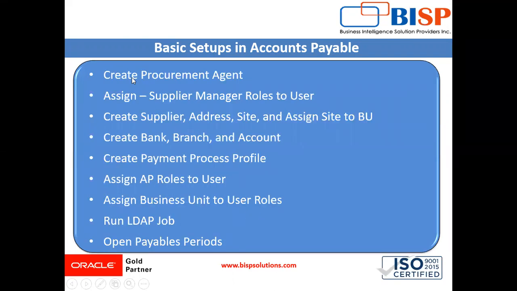Now the next setup is create procurement agent, supplier manager role to the user, and the supplier address site and assign site to the PU. These three setups we have already done in our procurement configuration session. So you can see in the procurement session, right? Now we create the bank, branch, and account.